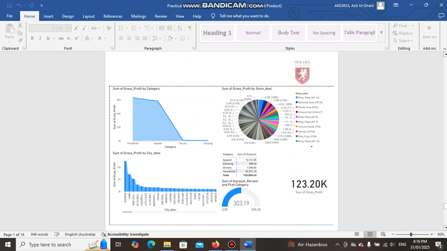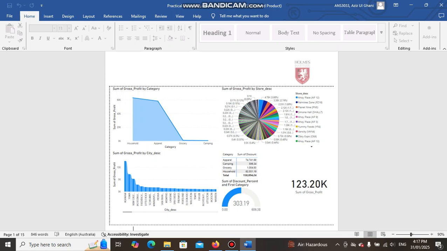And now moving on to the dashboard. So the first image, the first line graph shows the sum of gross profit by category. Basically we have the factors of household, apparel, grocery and camping. And the second one, which is the sum of gross profit by store descending, is a pie chart with all the values.